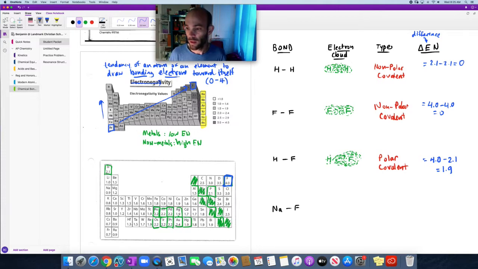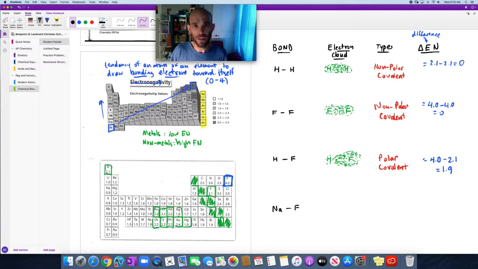And so we have a little difference here. It's actually quite large for 2 nonmetals. That's about as big as you could get. But we get a polar covalent bond. Now let me show you a new little symbol that represents what's going on here.